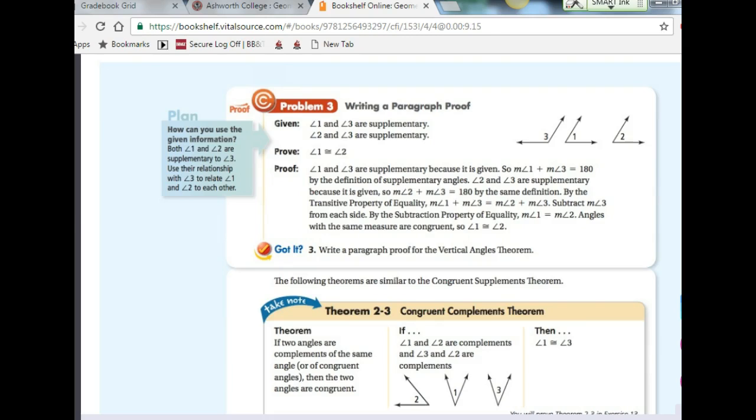This is just a little bit more informal. You're stating your facts, but you're writing them in a paragraph format rather than a left column and a right column, which is what a two-column or a formal proof would look like. Okay? Best of luck on these.